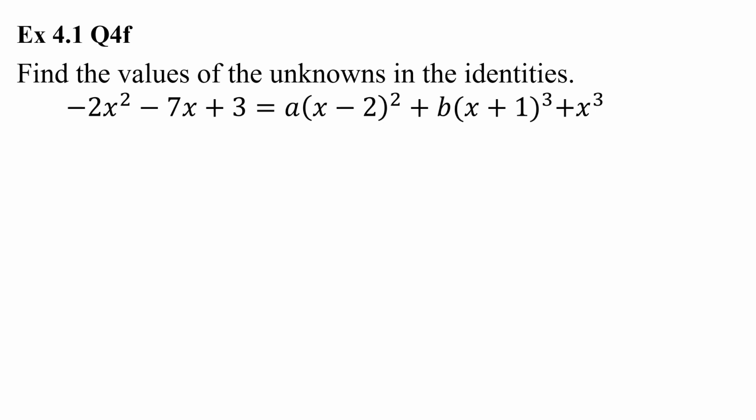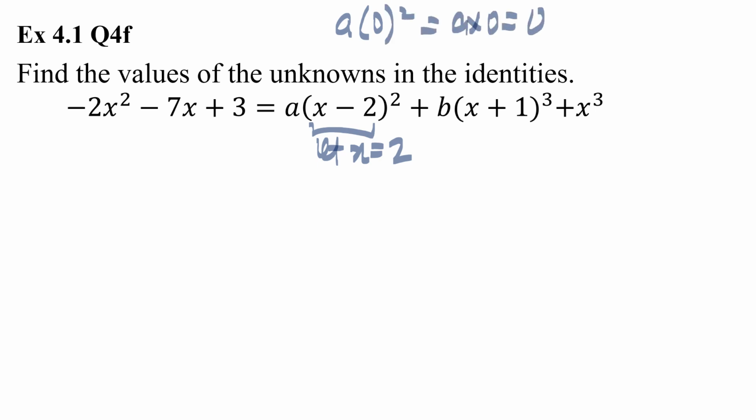If you observe here very carefully, if I let x equal 2, what do you think will happen? Yes, you will have a times 0 to the power of 2, which just gives you a times 0 and gives you 0. So if I let x equal 2, I just conveniently eliminate the unknown a, and therefore I can go on to find the unknown b. So this is exactly what I'm going to do. So let's proceed. I'm going to let x equal 2, or you can just say sub x equals 2.